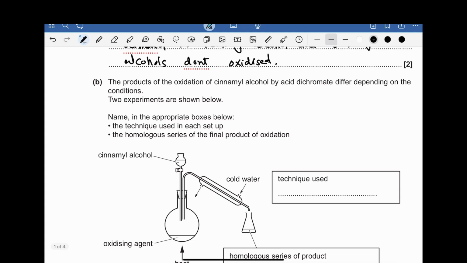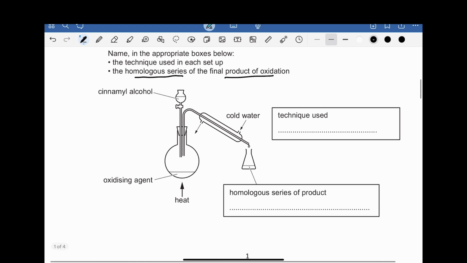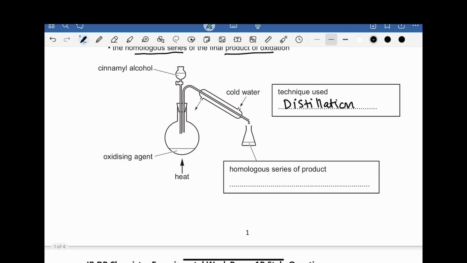B. The products of oxidation of cinnamyl alcohol by acid dichromate differ depending on the conditions. Two experiments are shown below. Name the technique used in each setup and the homologous series of the final product of oxidation. In this diagram, we can see this is a distillation apparatus, and so the technique used is called distillation. And distillation of primary alcohol using an oxidizing agent produces aldehyde. So the homologous series of the product will be aldehyde.